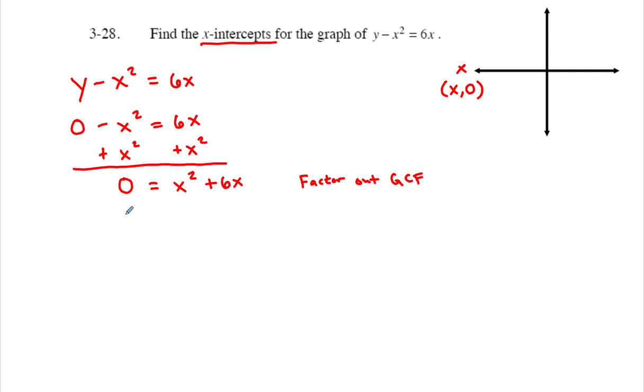So I'm going to bring down my 0, bring down my equals. So we've got x, and then we think about it, x times what gives us x squared? Well, it's x times x. And then x times what gives us 6x? That'd be plus 6. It's like we've undistributed it. Now we have x times this quantity equals 0, or a number times a number equals 0. So now we're going to end up using the zero product property.